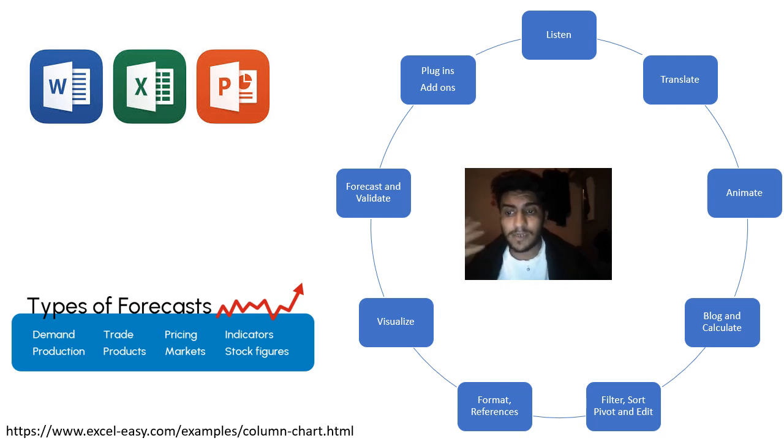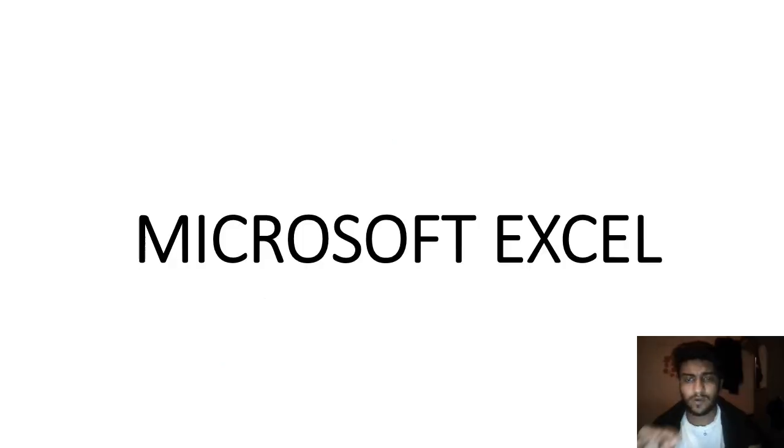There are certain tools in Excel and PowerPoint that can even listen, translate, and convert. There's animation, you can calculate, you can filter, sort, pivot, visualize the data, and you can carry out conditional formatting. That's very trending nowadays, the conditional formatting system. So you can do that as well. Statistical comparison, references, forecasting, and validating the data. There are different plugins and add-ons for the same. So different kinds of forecasts, you can carry out pricing forecast, marketing forecast, research forecasting, competitive forecasting.